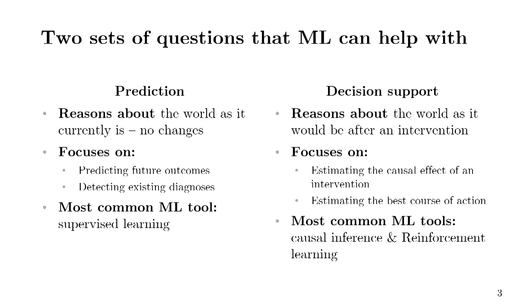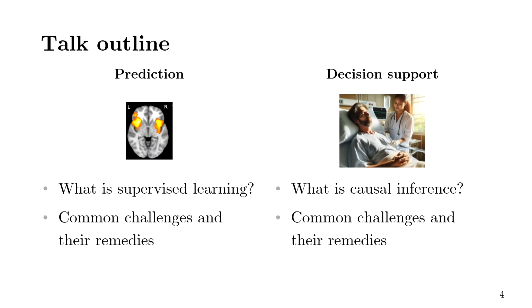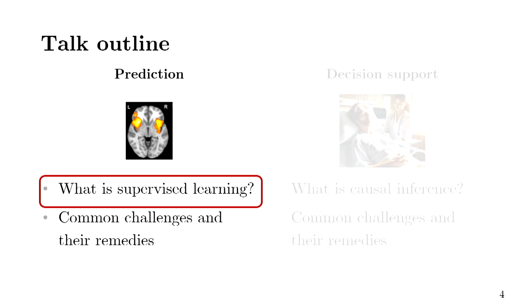So instead of trying to identify exactly what the effect is, I just want to know which one is best, which intervention is best. The most common machine learning tools that we use for this set of questions are either causal inference tools, machine learning-based causal inference tools, or reinforcement learning. We won't be talking about reinforcement learning today, but I will talk, hopefully, a bit about causal inference. So we will talk mostly at first about prediction, and then we will move on to decision support.